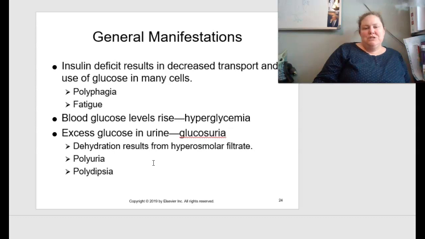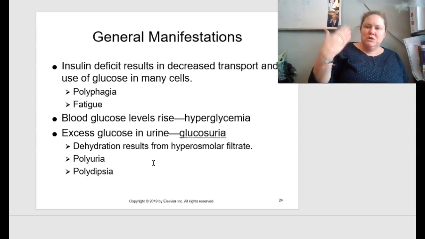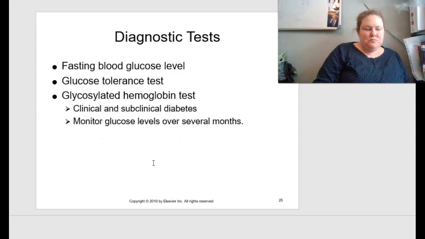And then the dehydration is going to result, again, from that hyperosmolar filtrate. So you're filtering more, therefore you're getting more output. This would be polyuria with excessive urine, and polydipsia is excessive thirst.